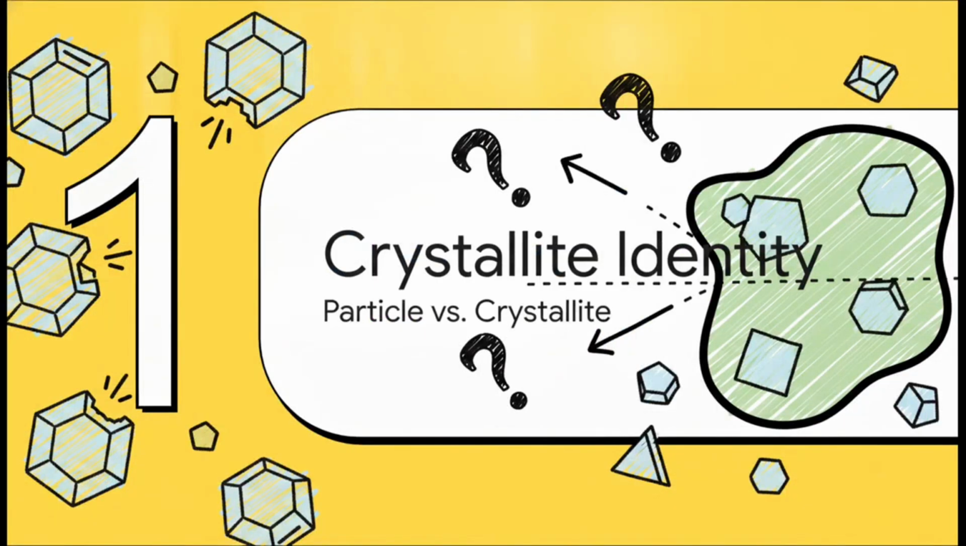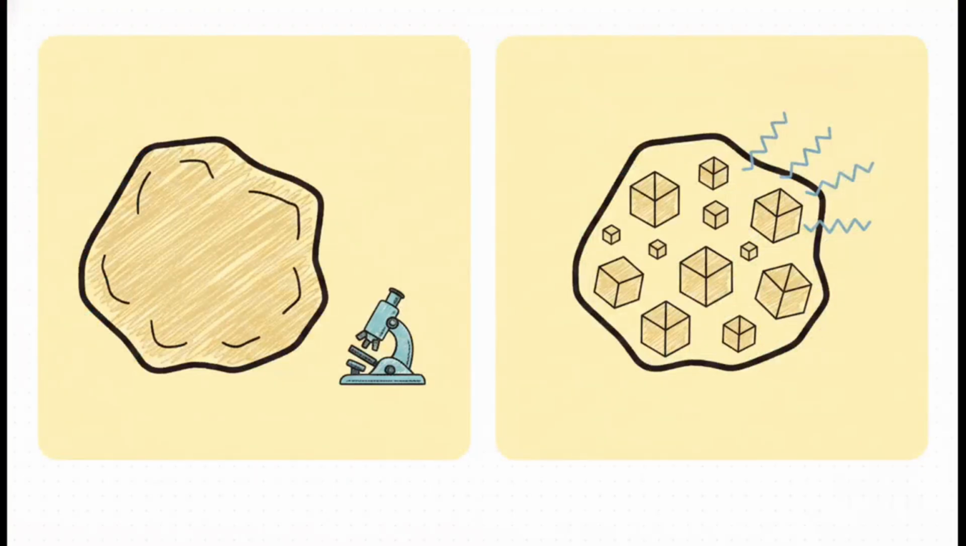Section 1. The crystallite identity crisis. Particle versus crystallite. We really need to kick things off by clearing up a super common misconception in the lab, and it's absolutely crucial: understanding the difference between particle size and crystallite size. When you're looking at a sample under an electron microscope like an SEM or TEM, what you are physically seeing is the particle size. But when you run that exact same sample through an X-ray diffractometer, the data you're getting back is calculating the crystallite size. And trust me, these two things are almost never the same number.